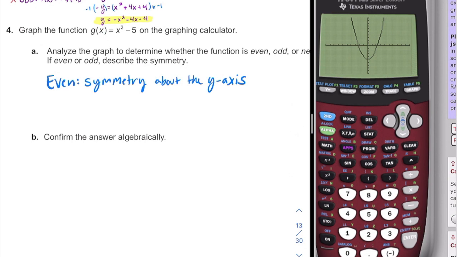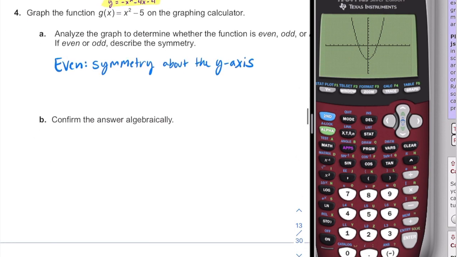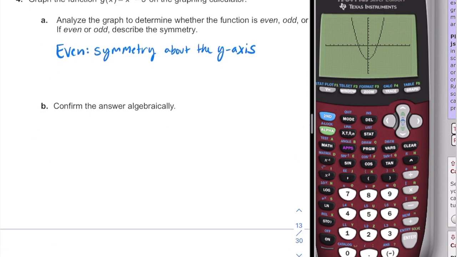We only need to do even, which means we want to replace x with the negative. So g of negative x should be equal to negative x squared minus 5. We've seen this a lot. We square a negative, it becomes a positive, so this gives us x squared minus 5. Look at that. That is the original. This matches exactly to our original equation, and I should have been writing g of x. That was bad. Let me switch this because we're working with the g function.